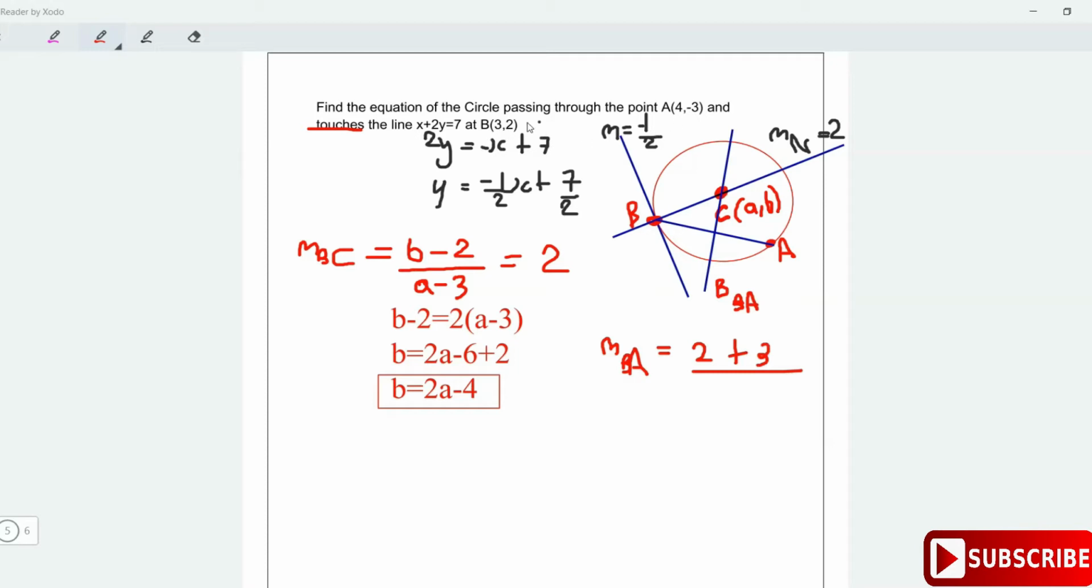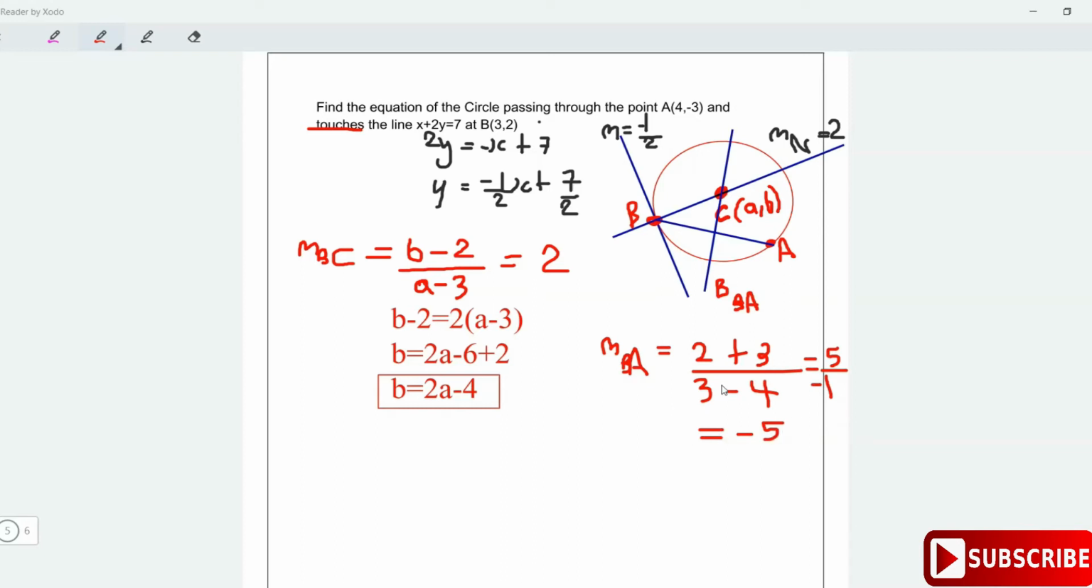So let us see, 2 minus minus 3 over 3 minus 4. That's the gradient of BA. So 2 plus 3 is 5, and so 5 over 3 minus 4. 3 minus 4 is negative 1. So the gradient of BA is negative 5. Beautiful. Gradient of BA is negative 5.